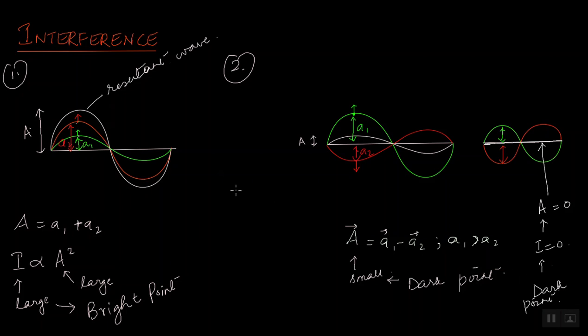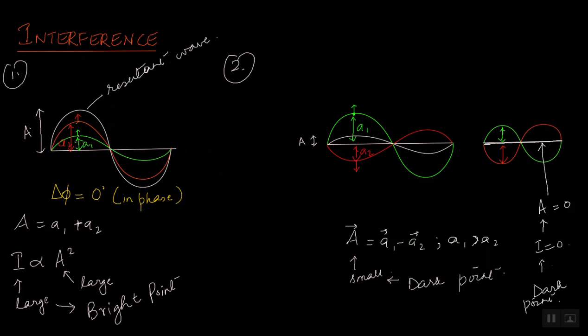Okay, and one thing which is important to note out here is the phase difference, delta phi. Delta phi here is 0 degree, right? 0 degree, because they are in phase. These two waves are said to be in phase.